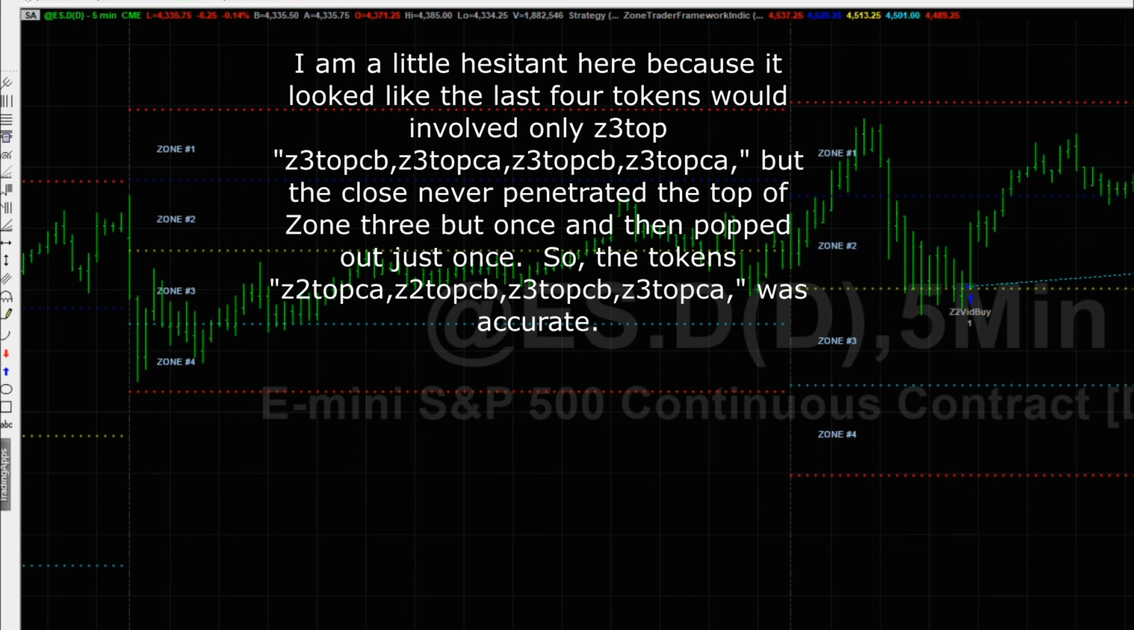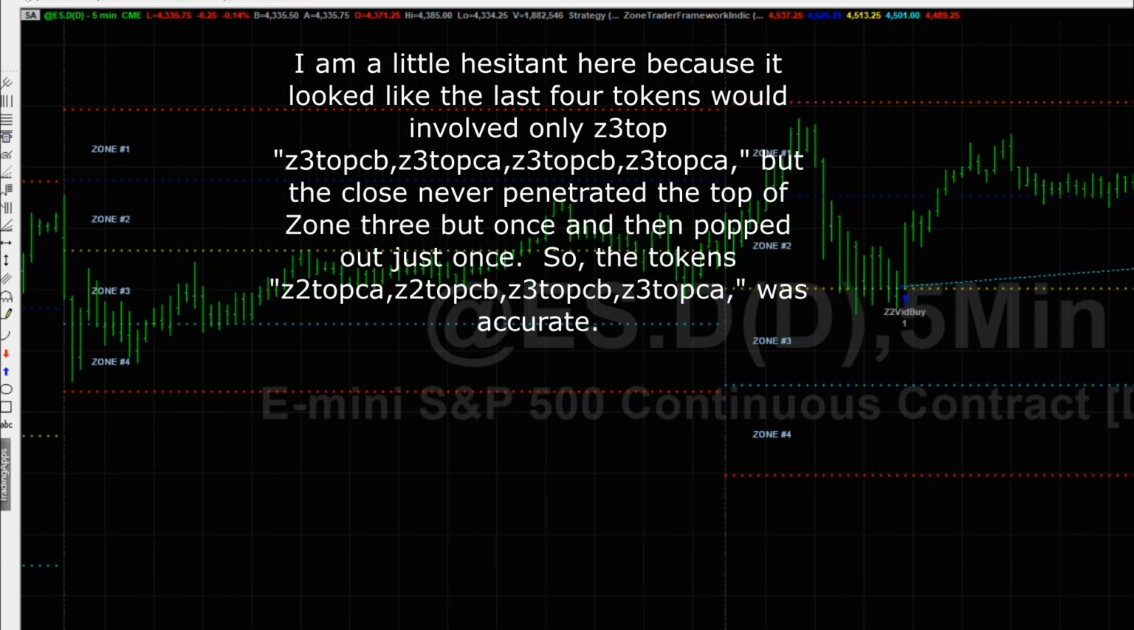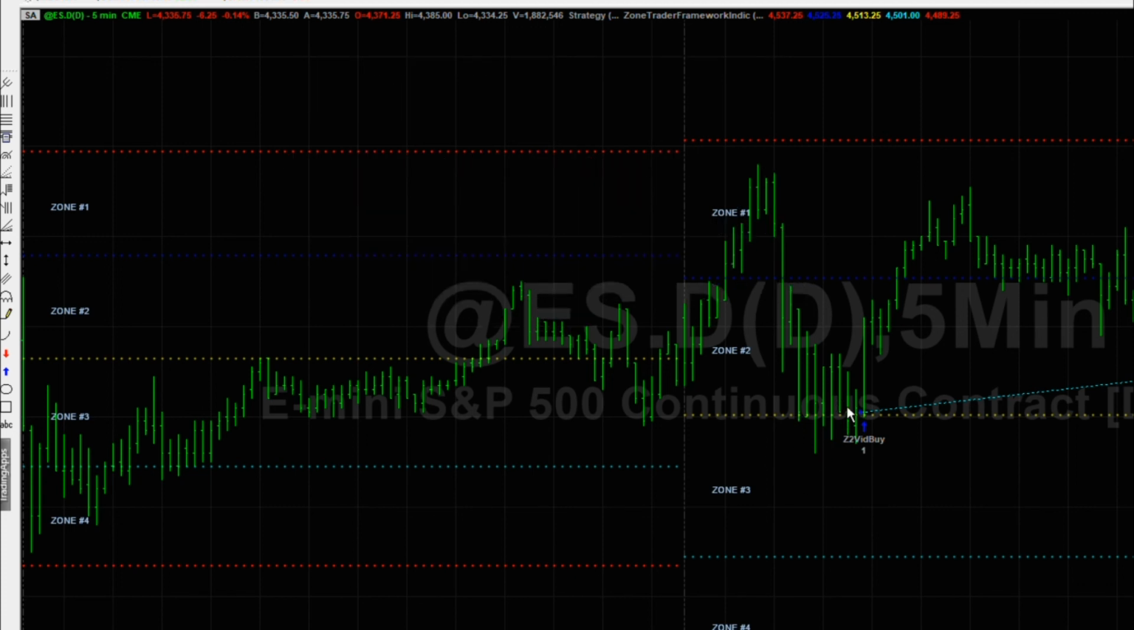Yeah, I was hesitating there for a moment because this didn't look like it worked, but it really did. Because it looked like there was a lot of congestion here, and it had entered zone 3, crossed zone 3, and then back into zone 2, back into zone 3, and back into zone 2, and then back into zone 3. Had that been the case, then your last 4 tokens wouldn't match. You'd have zone 3 cross above, zone 3 cross below, zone 3 cross above, zone 3 cross below, and it wouldn't match your token string. But in this case, we got lucky.